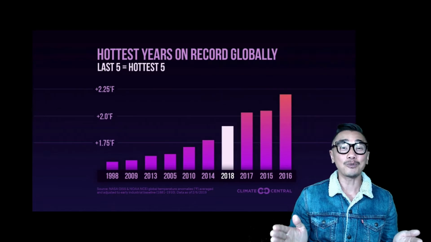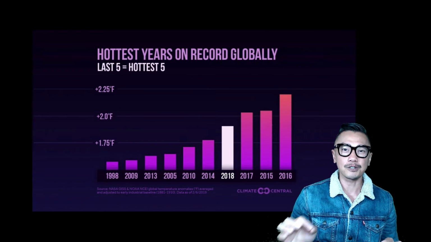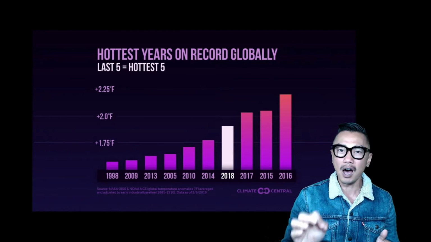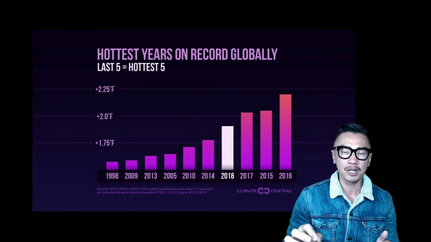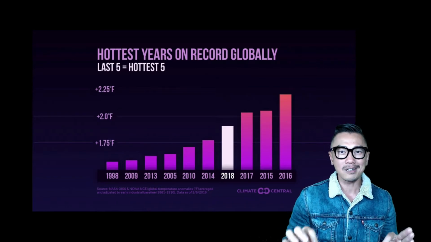This infographic was created in 2018. It shows that the 5 years leading up to and including 2018 were the 5 hottest years on record in terms of average global temperature. The evidence for global warming is there. Global warming is happening.